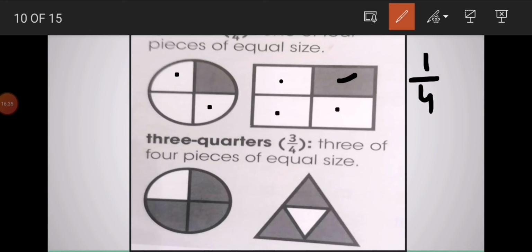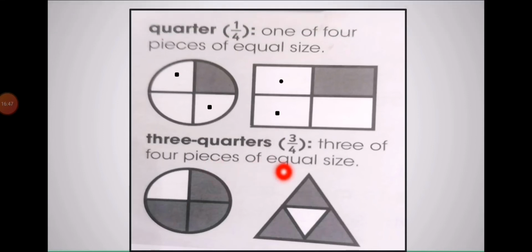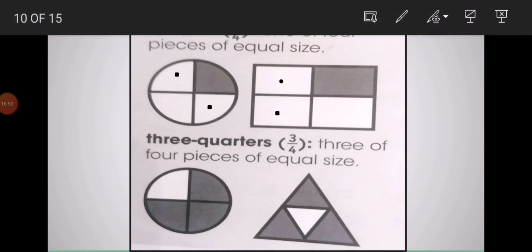If you find the uncolored parts, we write the total parts down and uncolored above. So the uncolored fraction is 3 by 4th. In that way you can find the fractions easily. 3/4. 3 out of 4 pieces of equal size. You can see there are 3/4. Count them. 1, 2, 3 out of 4.